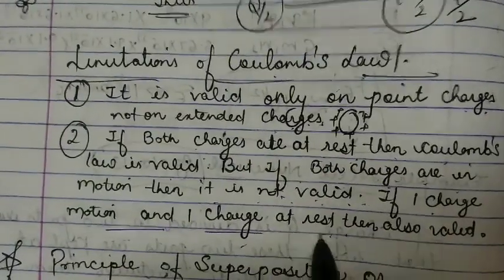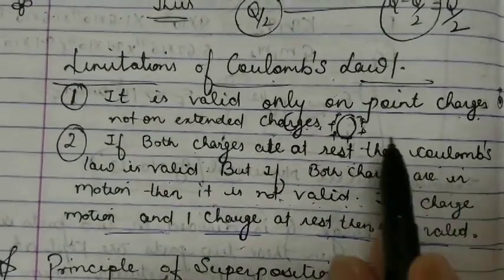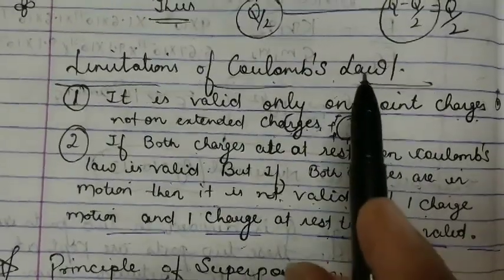Up to here we have completed Coulomb's law in vector form and numericals related to it.